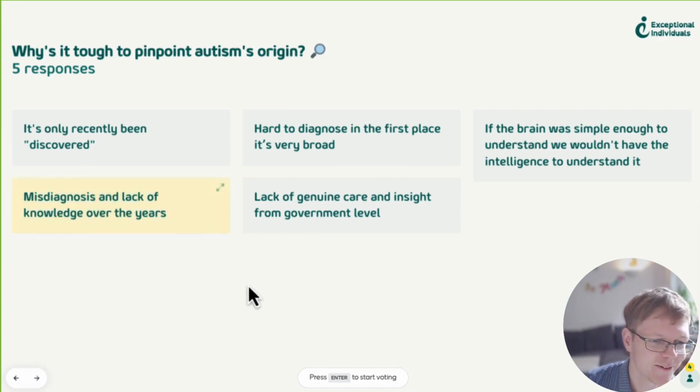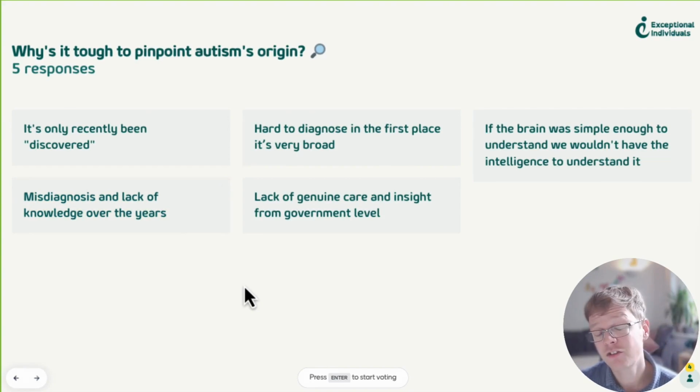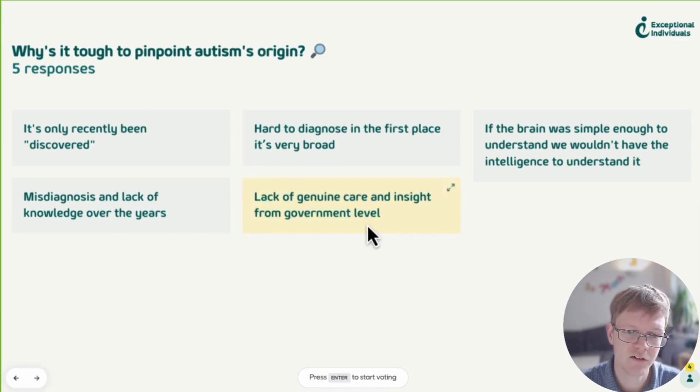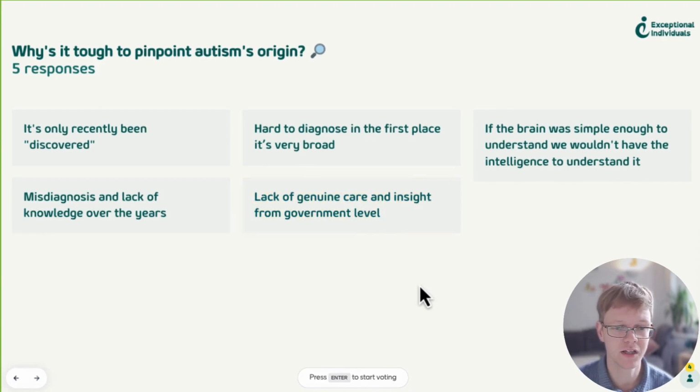Yes, a misdiagnosis and lack of knowledge over the years. That is true. Originally they thought autism was just schizophrenia. They thought it was madness. They thought it was only for males. No wonder why. Maybe we've been barking up the wrong tree for a decade or two. A lack of genuine care and insight from government level. That is a completely different dimension to look at this. But yeah, we haven't bothered putting the funding into it. Why? Maybe there's not enough people caring. Maybe there's just not enough insight or money. It is true though, money does get results when it comes to research size. It's easier to get into space than to figure out why someone feels spaced out.